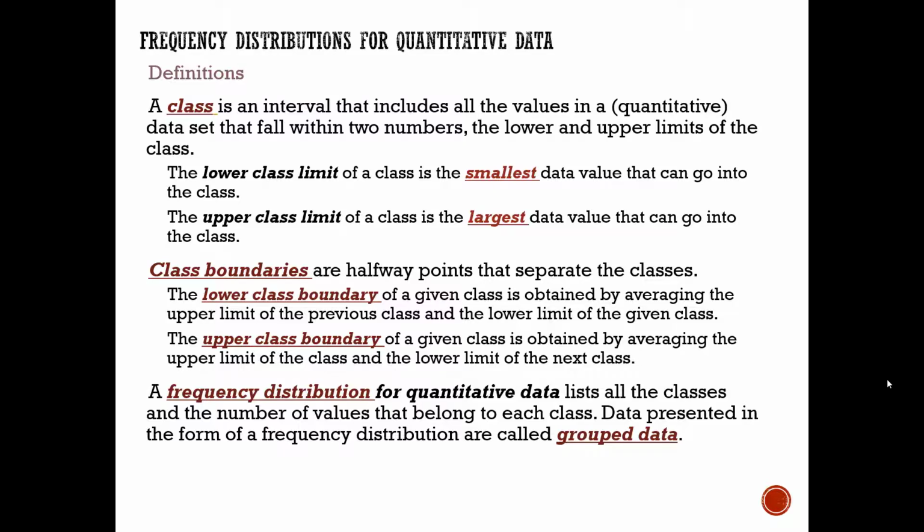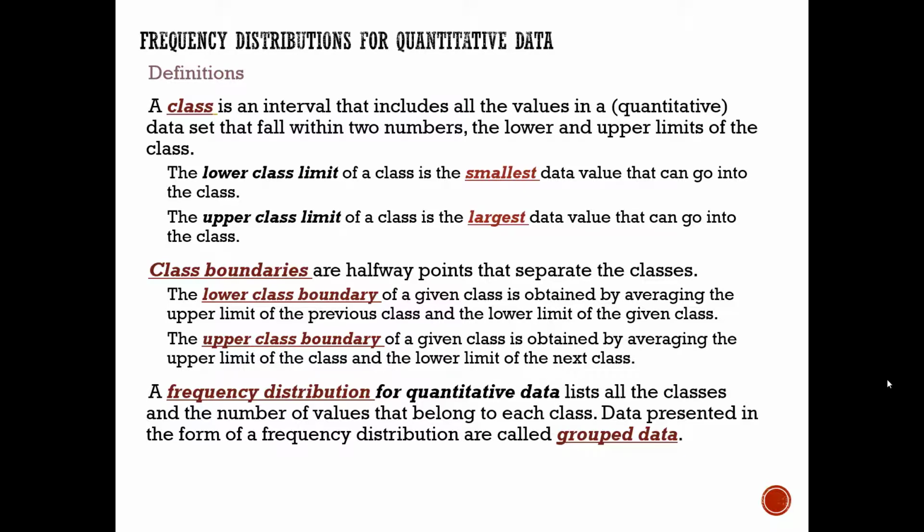So what we have to do when we have quantitative data is create a class. Think about what quantitative data involves. Quantitative data can be numbers, it can be quantitative continuous, so it can be a range of numbers. And so we're going to have to create a class that has an interval in it, and that interval, in other words the beginning and the ending point, will include all of the values in the data set that fall within two numbers. We call those numbers the lower and the upper limits of the class. The lower limit of a class is the smallest data value that can actually go in that class. The upper limit of a class would be the largest data value that can go into that class.